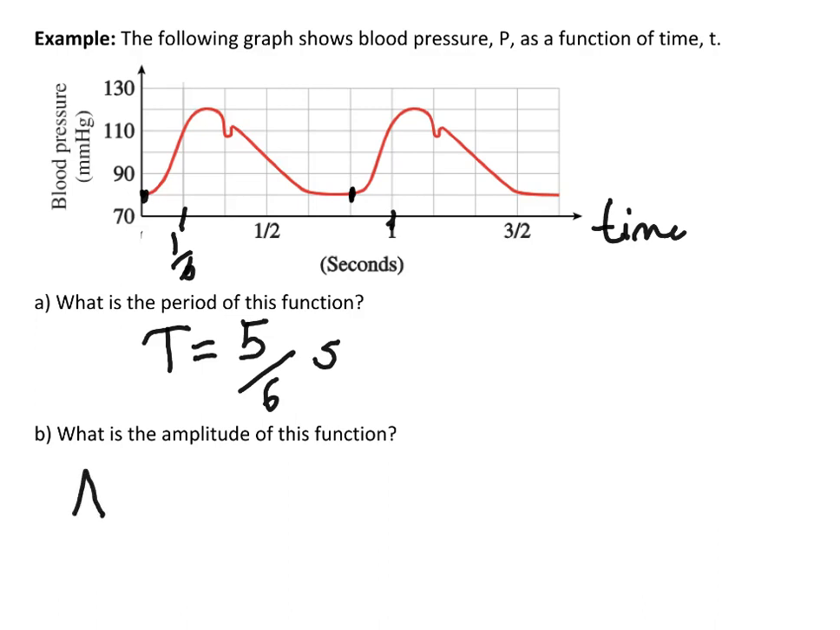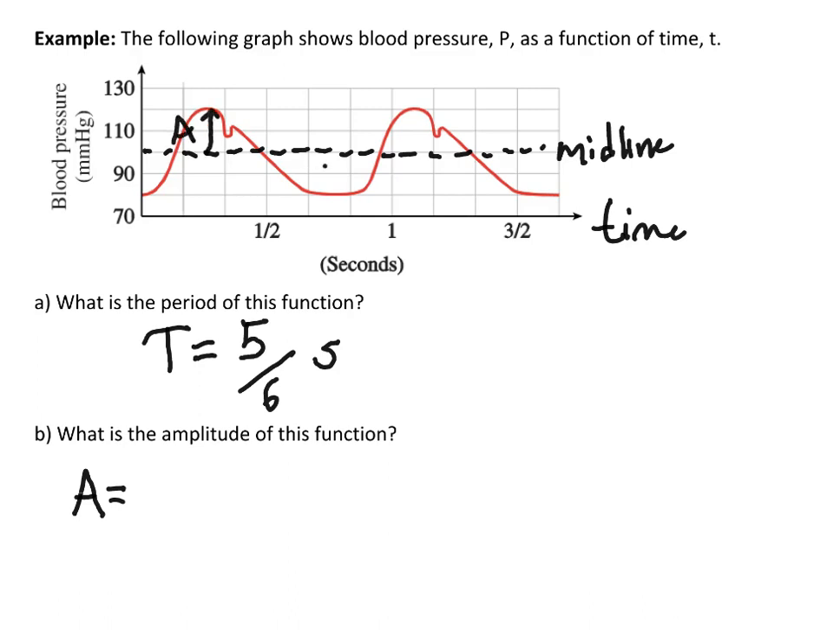For the amplitude, there's kind of two ways to do it. You can do it just directly from the graph. Just erase some of this stuff here. So you can draw a middle line. This is the midline, that you can see is just falling halfway in between the highest point and the lowest point. And then the amplitude is the distance from that midline to the top, or from the midline down to the bottom. And you can notice from your graph, it looks like each of these boxes is 10 millimeters of mercury, right? So I've got 1, 2 boxes, so it looks like 20 millimeters of mercury is my amplitude.